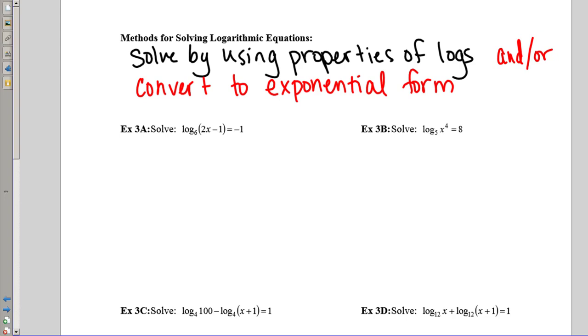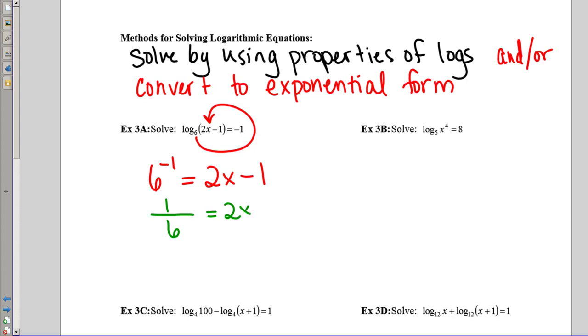equals negative 1. Okay, and if we wanted, we can use the loop trick, i.e. converting to exponential form, to evaluate this, right? So that says 6 to the negative 1 equals 2x minus 1. And then we'll just go ahead and apply our exponent properties. So anything raised to a negative power is 1 over that power positive. And that's equal to 2x minus 1.